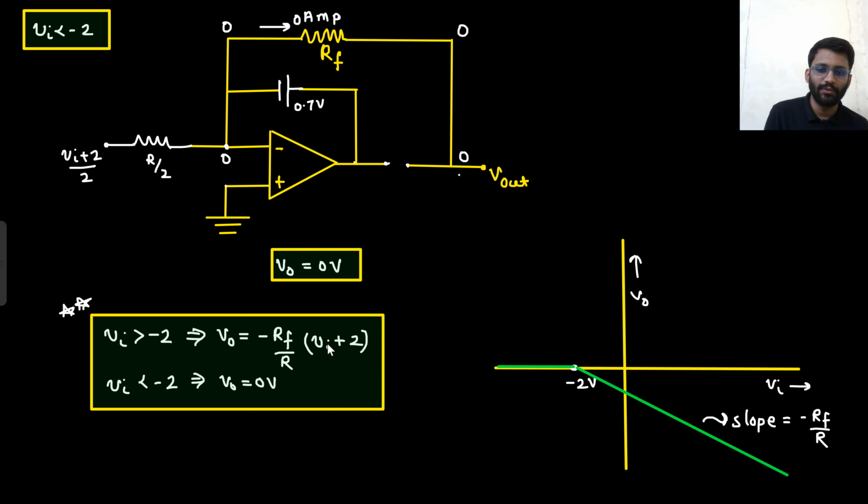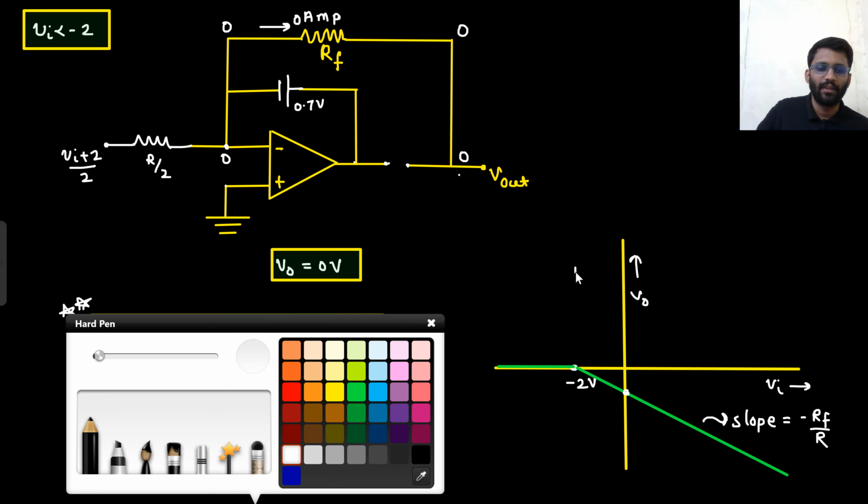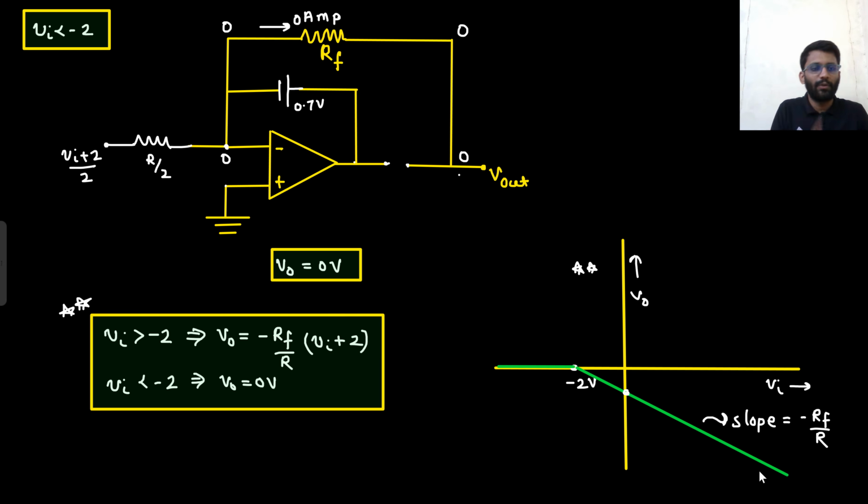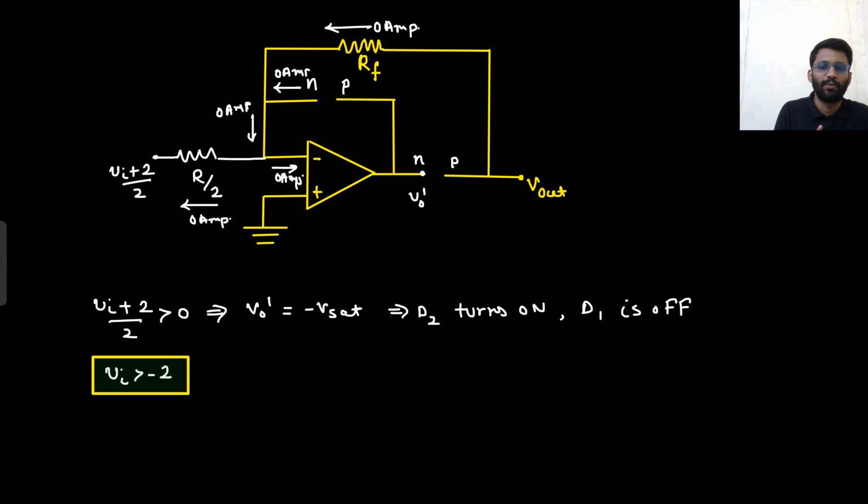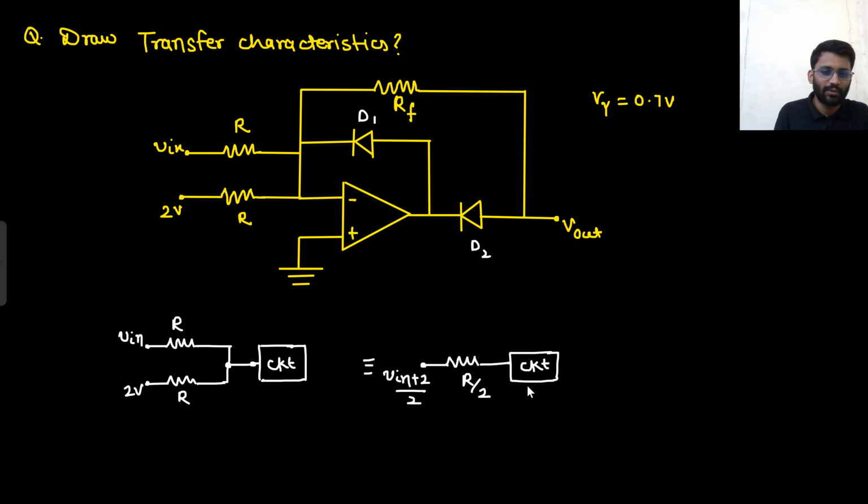And at V in equals to 0, what will be the output? This output will be minus RF by R into 2, but that is not an important point. So this is how the transfer characteristic is looking like. In the examination, you are not going to draw the circuits again and again. What you are going to do? First, you will reduce our circuit to something like this.